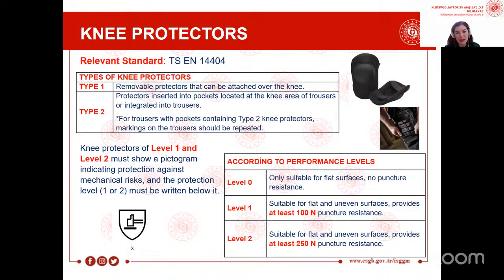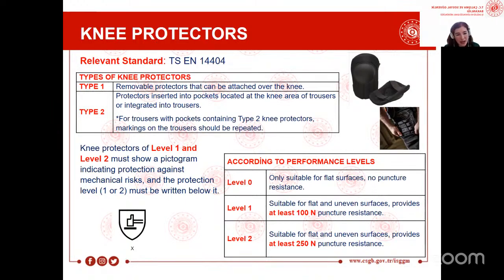Now we come to the knee protectors. In cases where the ground is hard or there are objects such as stones that may penetrate the surface, knee protectors should be used. The relevant standard for knee protectors is TSEN 14404. Commonly used knee protectors include type 1, which are not integrated with clothing and can be attached to and removed from the knee. And type 2 is which are either inserted into a pocket located at the knee section of pants or integrated directly into the pants.